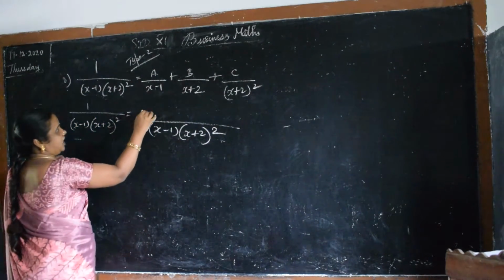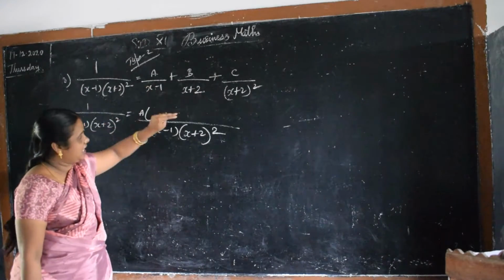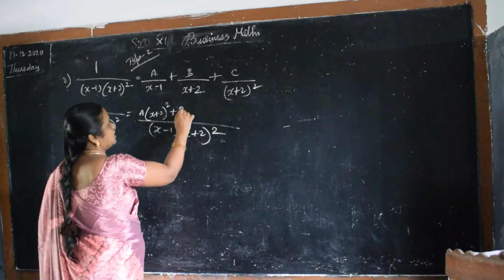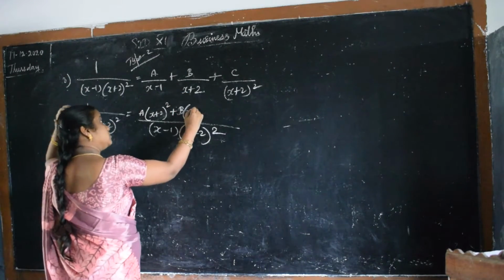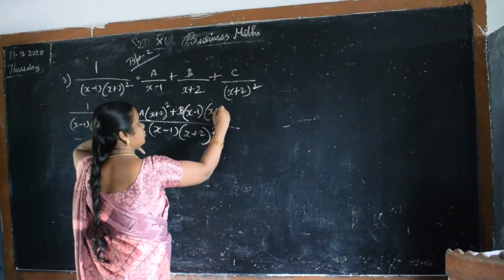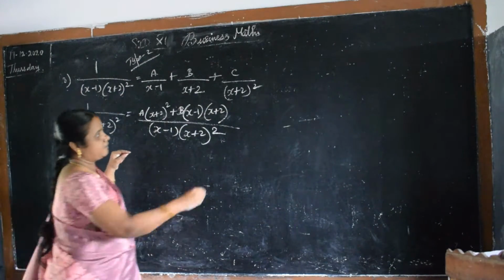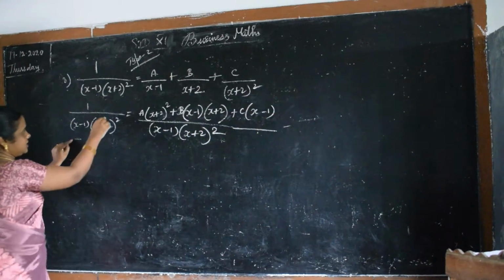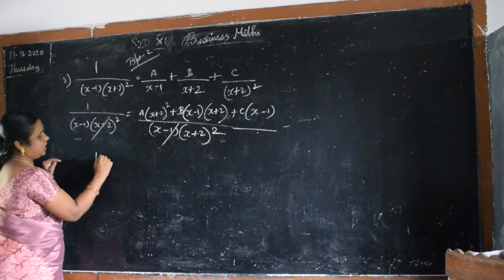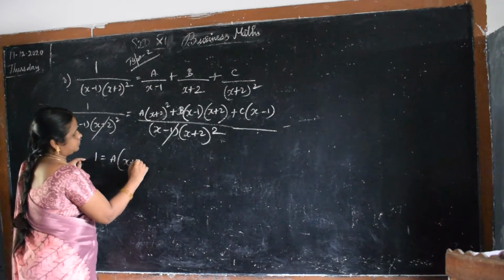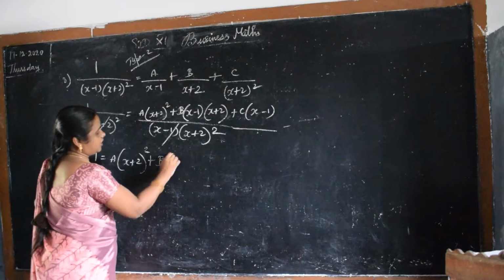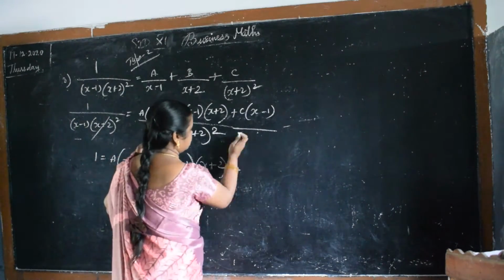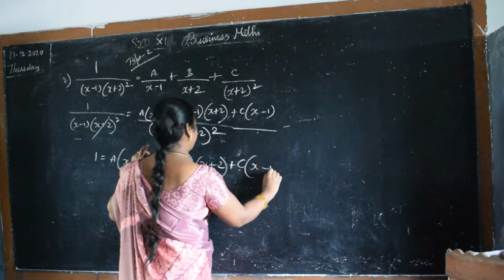Now take LCM. a into x minus 1 is there. என்ன இல்லனா, this one. So write here (x plus 2) whole square, plus b into, இங்க only power 1 தான் இருக்கு, so x minus 1 இல்ல, x plus 2 இன்னொன்னு எழுதிக்கணும். Okay. Next plus c into x minus 1. Now you can cancel this denominator. So what is remaining? A into (x plus 2) whole square plus b into (x minus 1)(x plus 2) plus c into (x minus 1).